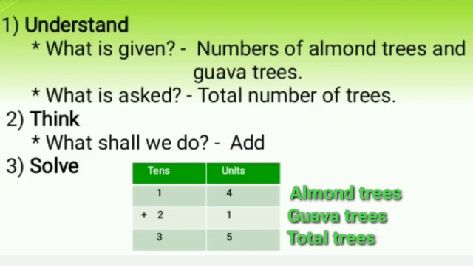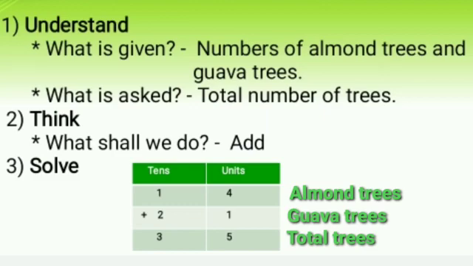Let us understand the question. What is given? Numbers of almond trees and guava trees. What is asked? Total number of trees. What shall we do? We will do addition as we have to find out the total number of trees. Let us start solving the problem on the information from the story.